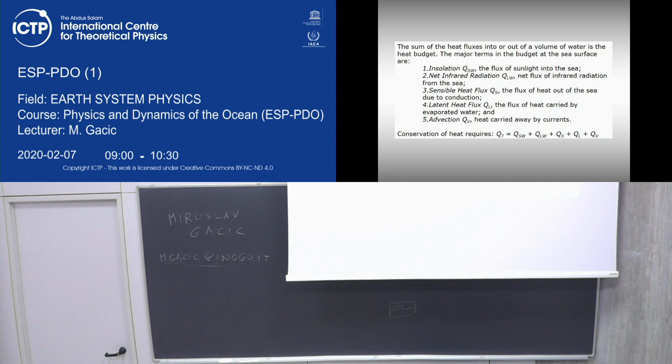Unless we do have some climate changes, what we are facing now. In that case, yes, on a long-term time scale the ocean is heating. So this conservation of heat is not necessarily 0 on a long time scale if we are facing the climate change problem. Otherwise, integrated over time and over the entire world ocean it has to be 0. So this is the sum of heat fluxes.